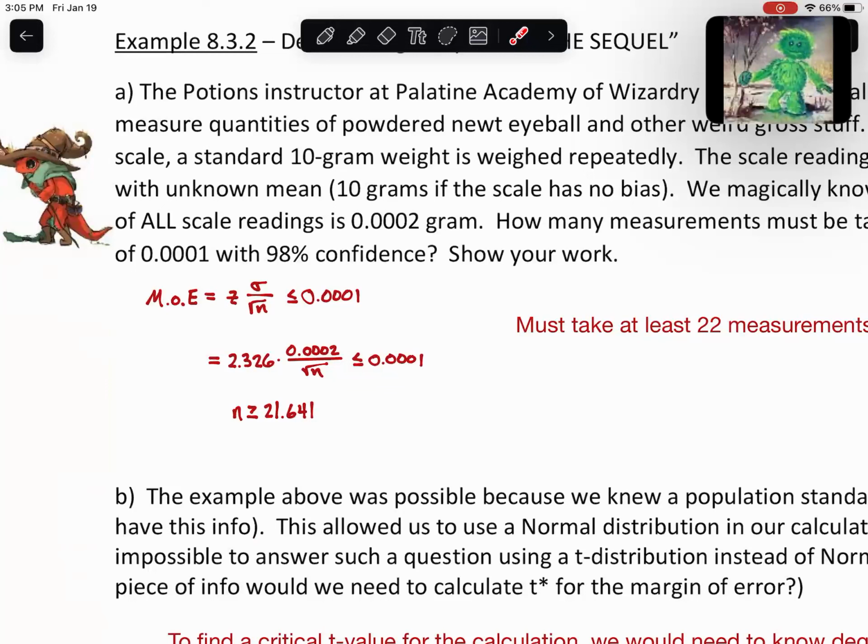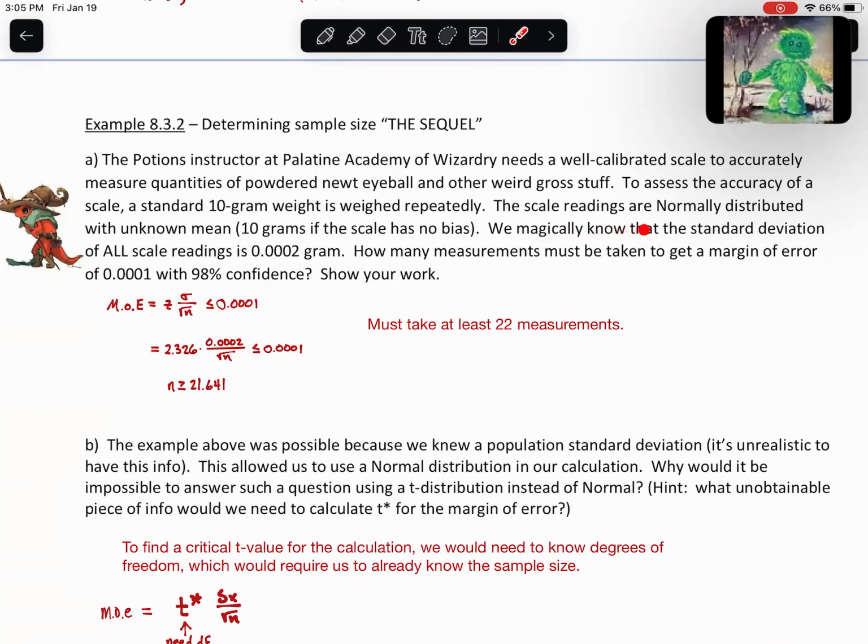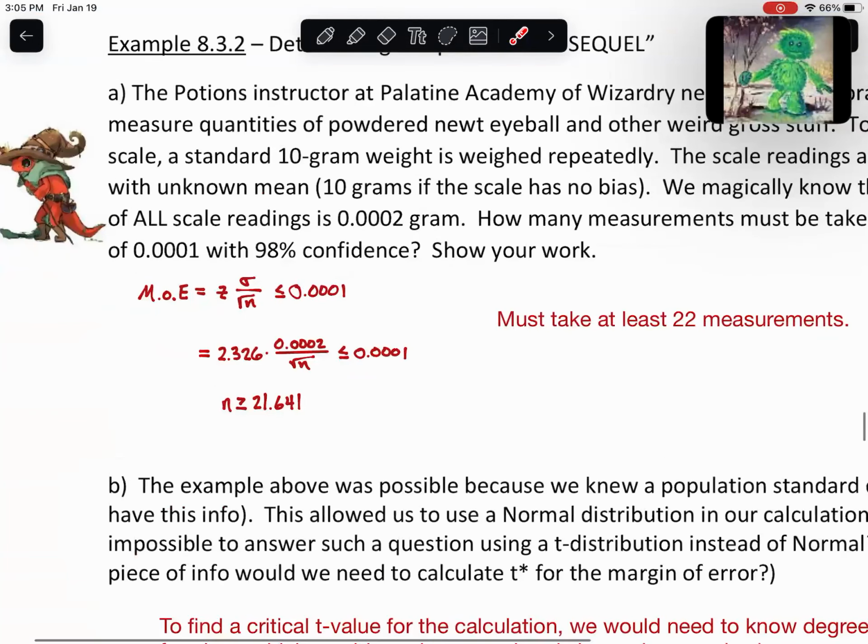You get stuck. So if this were to show up on a test, AP problem, wherever, and we're dealing with means, we have to suspend our disbelief and just go with Z. That's why the prompt says we magically know a population standard deviation. That's not very realistic, but it's something we would need to have to do these problems. Okay, so here's the margin of error.